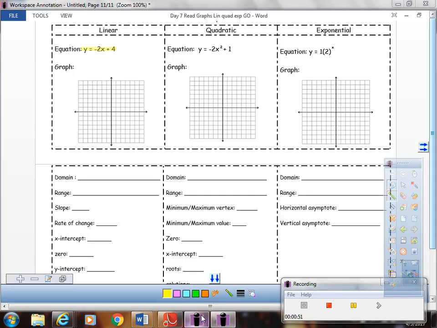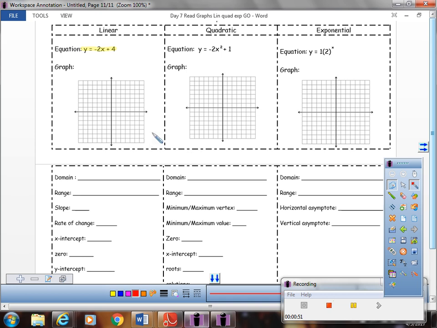So on your paper, this one right here, let's go ahead and plot those points. So negative 1, 6 was one of them. 0, 4 was the next one. What was the next one? 1, 2, right? 1, 2. 2, 0 was the other one. So that's pretty much enough to see where the line is headed.